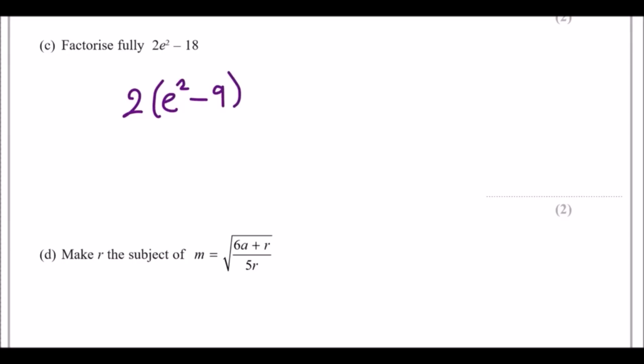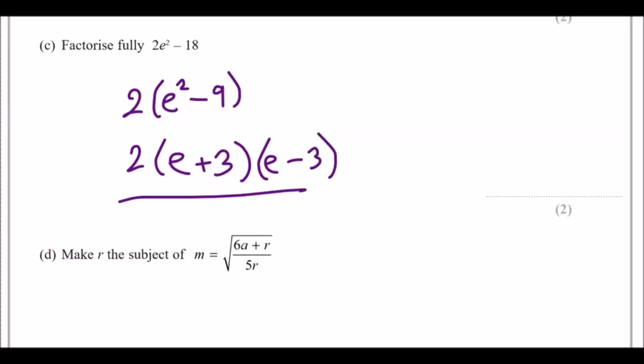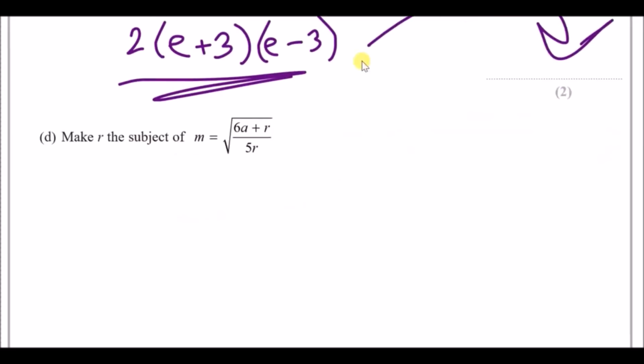Now, one thing to observe here is that this form is known as a difference of two squares, as in a square term minus another square. So this is a double bracket problem. We firstly square root e squared, you get e on both sides. Square root of 9, you get 3, plus and minus. And that's it. You've fully factorized it: (e plus 3)(e minus 3).